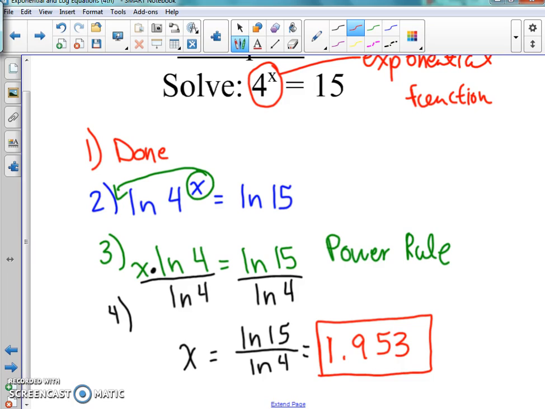So we again isolate, natural log it, simplify, solve. So that's what we just did there.